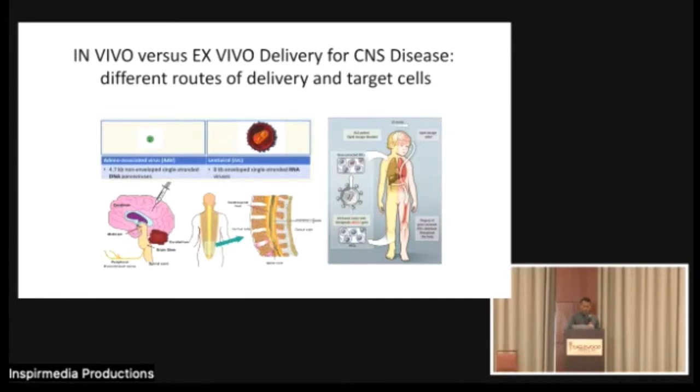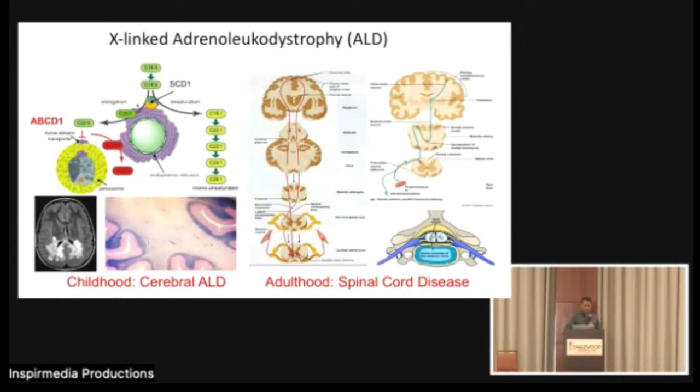Now, why am I talking about these two different approaches? Well, it turns out that even a single gene disorder, like adrenoleukodystrophy, has different manifestations. As we've talked several times in the last few days, you can have cerebral ALD that affects the brain, or you can have AMN that affects the spinal cord, right? So these are different parts of your nervous system that are affected. And depending on what part of your nervous system is affected, I'm going to argue you need a different kind of gene therapy approach, okay? Not one size fits all.